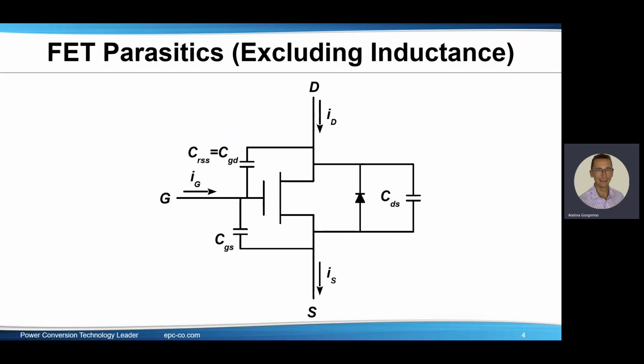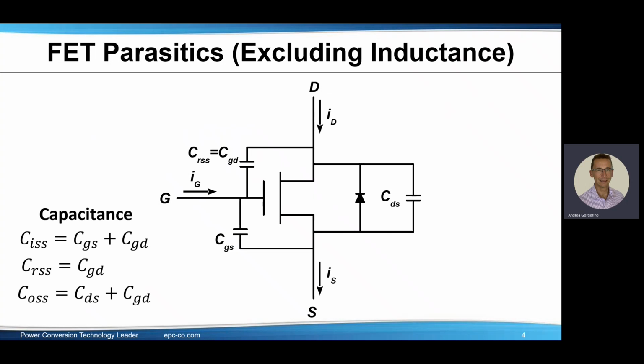So let's look at typical FET parasitics. The dominant parasitics are capacitances. These capacitors are typically identified as CISS, CRSS, and COSS, and they can be written in terms of the gate to source capacitance, the gate to drain capacitance, and the drain to source capacitance. We also need to consider the body diode, which has a forward voltage drop VSD. For silicon MOSFETs, which have a body diode with minority carriers, we also have the reverse recovery charge QRR.